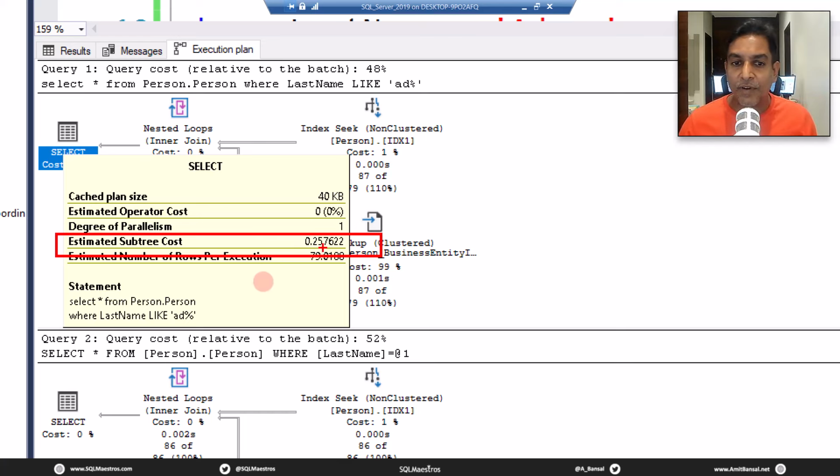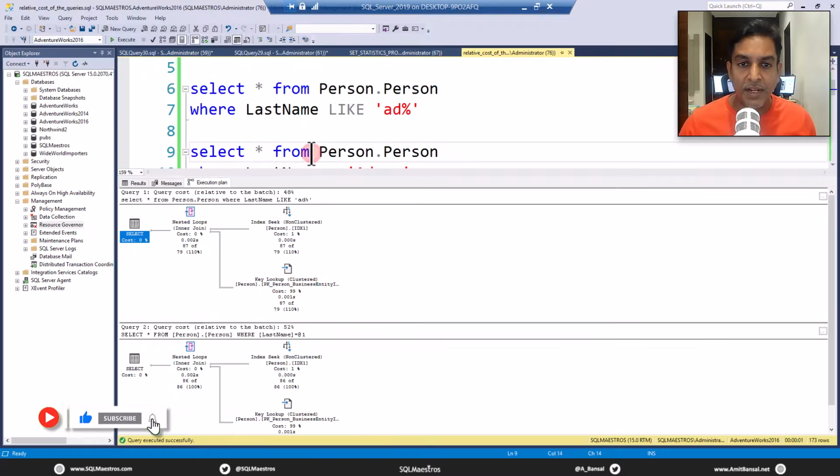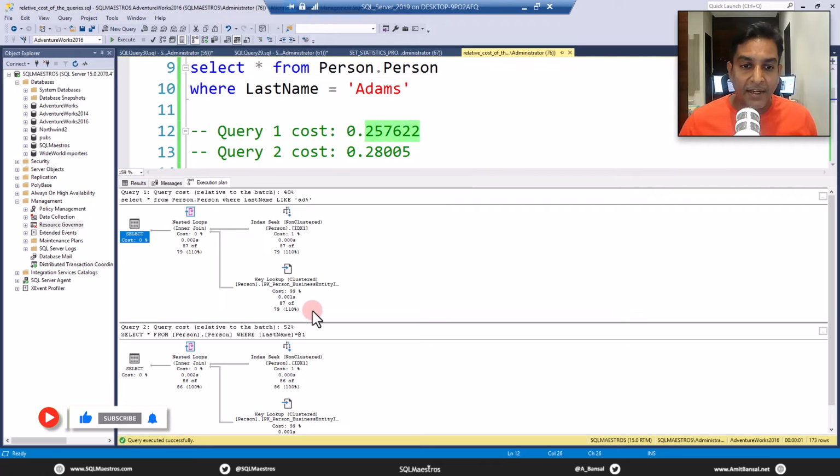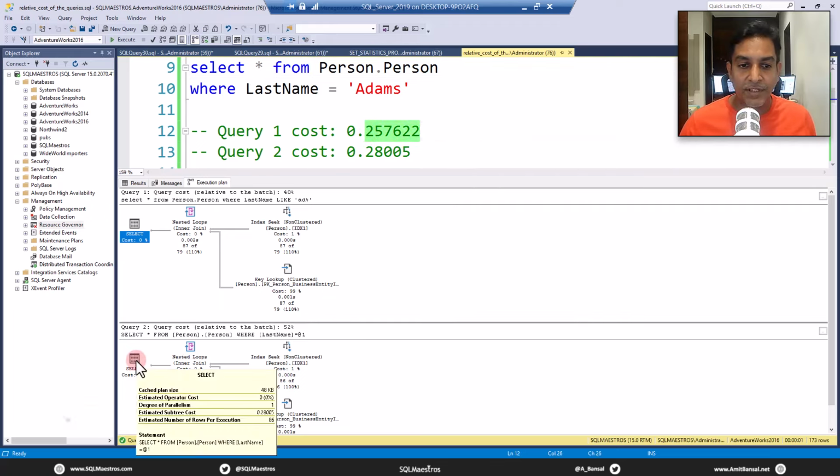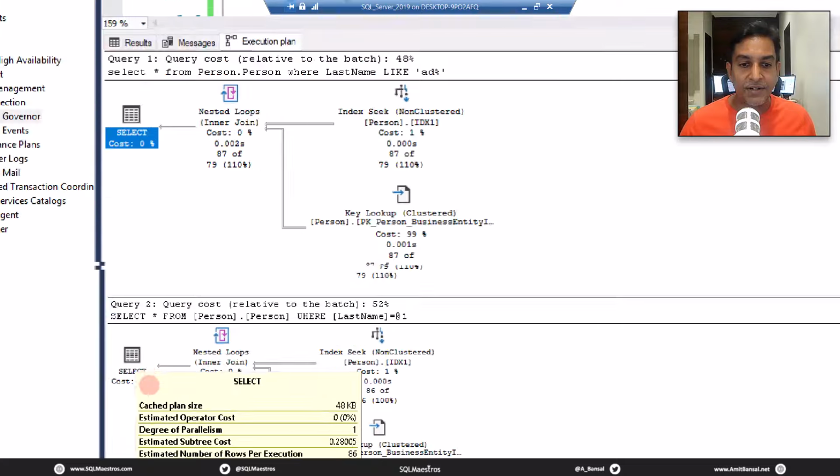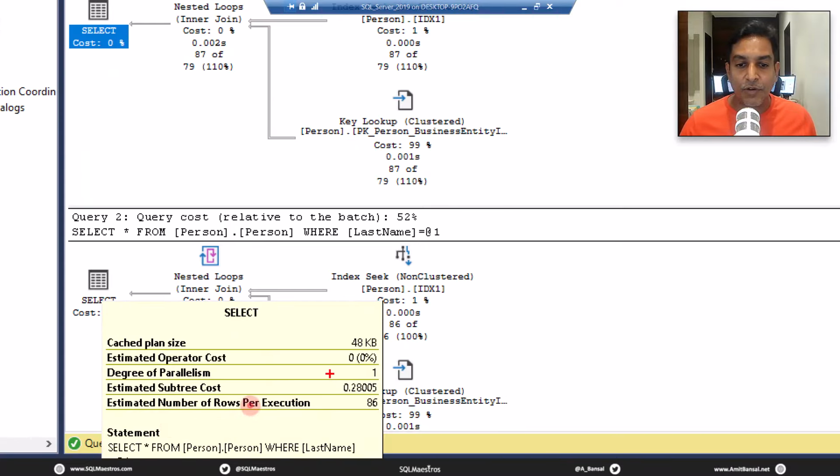So it is 0.257622. This is the first number. Did I put that down correctly? Yeah. And for the second query, the cost is here: estimated subtree cost, 0.28005. This is the actual cost.